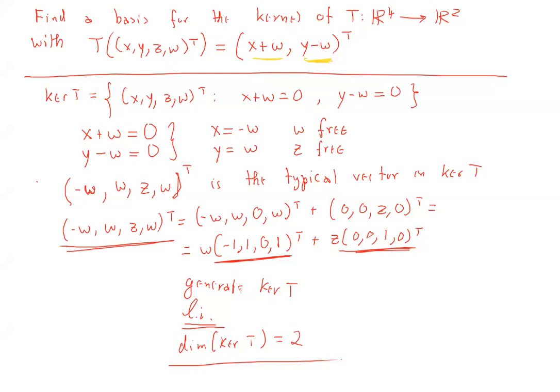Once you take the typical vector, the process is the usual. You separate the variables, and that gives you generators. So you get a bunch of vectors that generate the subspace. The problem is to know that they're linearly independent. And in this case, that is checked because there are 2 of them and they have zeros at different places.